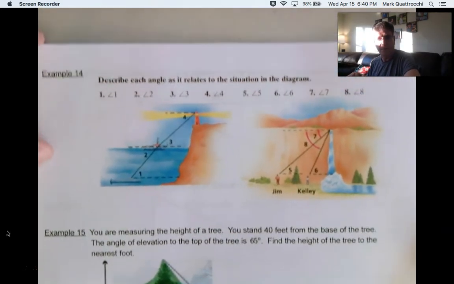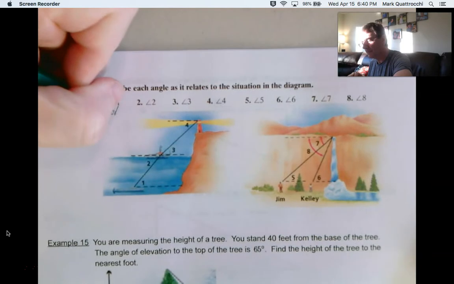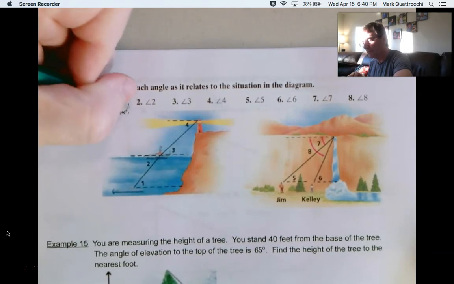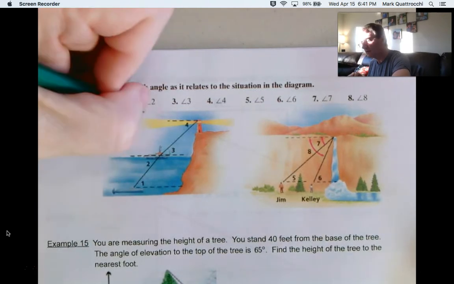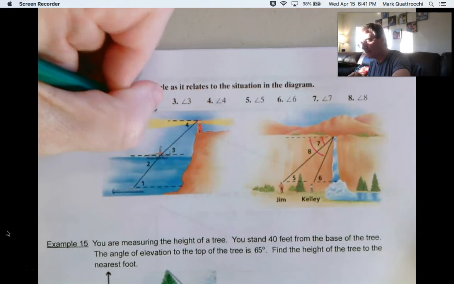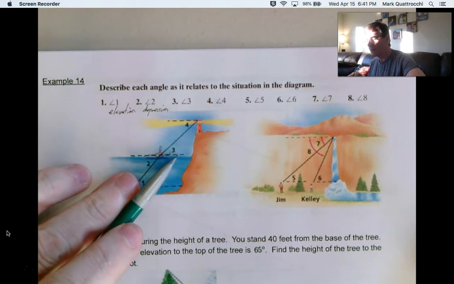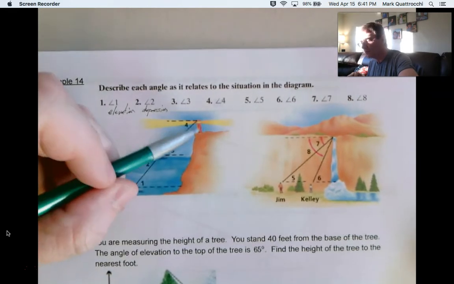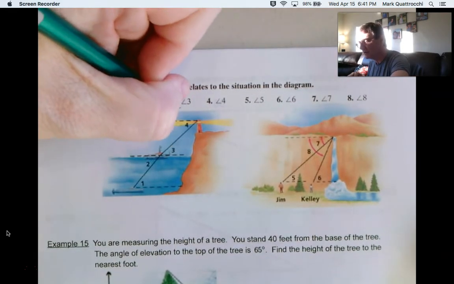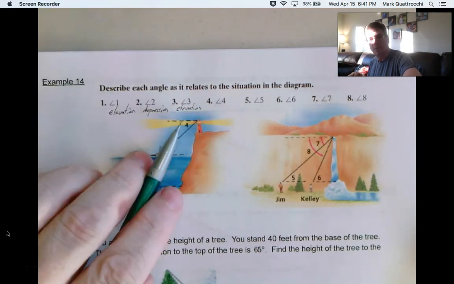All right. Let's go through these. Angle 1, elevation. Angle 2, measured from the boat down to the submarine, depression. Three, from the boat to the lighthouse, elevation. Angle 4, from the lighthouse down to the boat, depression.